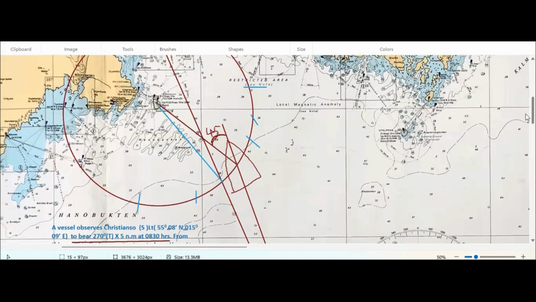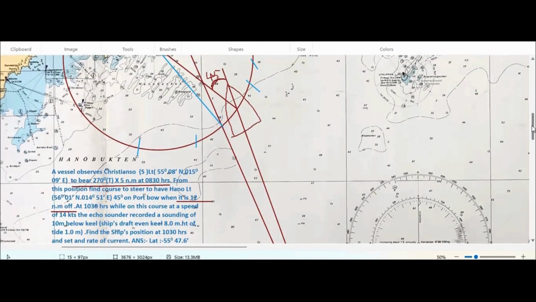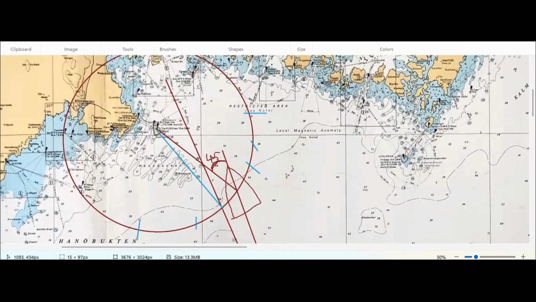But I have to fulfill the second condition also, that it should be 45 degrees on port bow. That condition also I have to fulfill. So how to fulfill that condition? For that, I have to use trigonometry. Trigonometry means abeam distance. Suppose this angle is your 45.